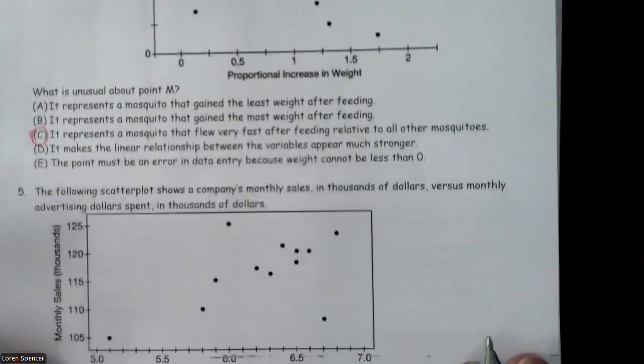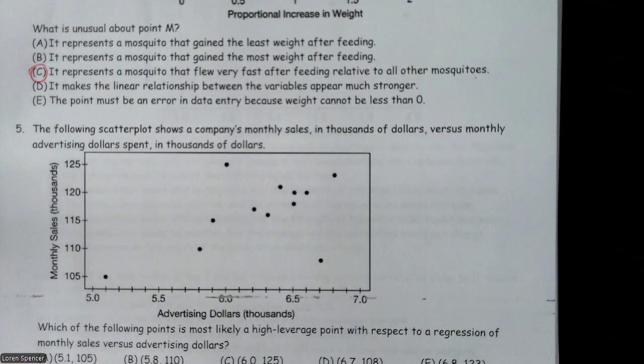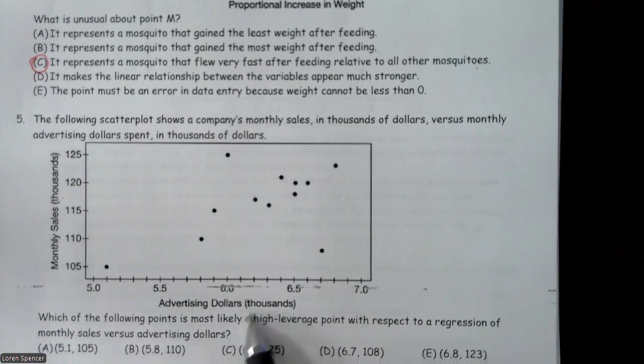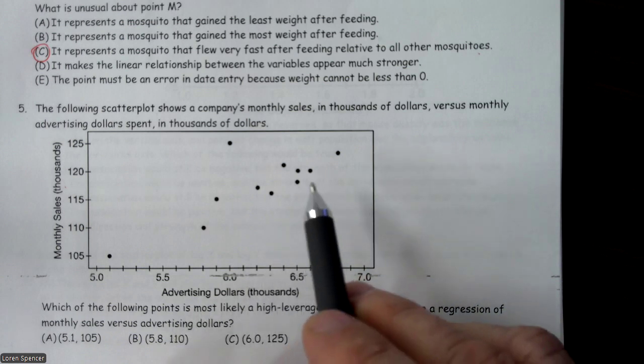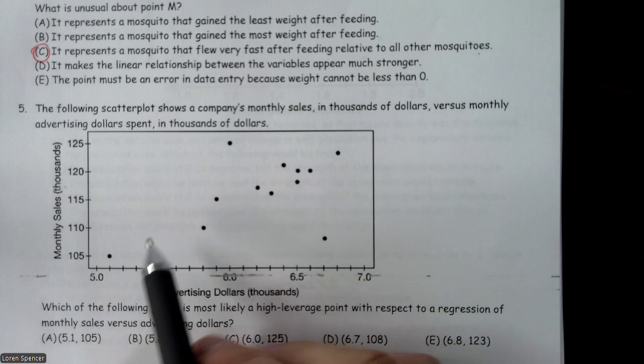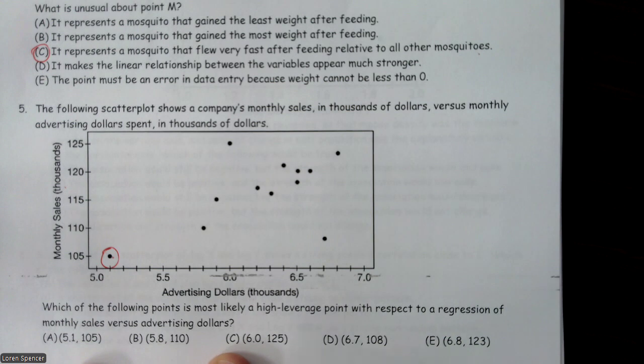All right, number 5. The following scatter plot shows the company's monthly sales in thousands of dollars versus monthly advertising spend. So here we have sales, here we have dollars spent. Which of the following is most likely a high leverage point? A high leverage point means that in the X direction, we're a long way from the other data points. In the X direction, this value right here is probably the farthest away. So 5.1 to 105 would be number five. I like A for that.